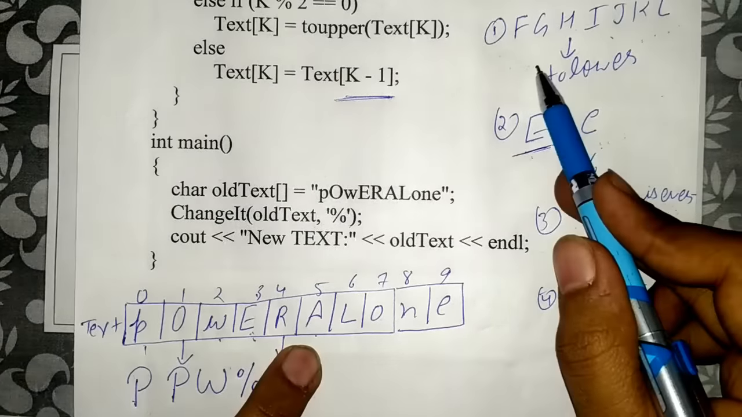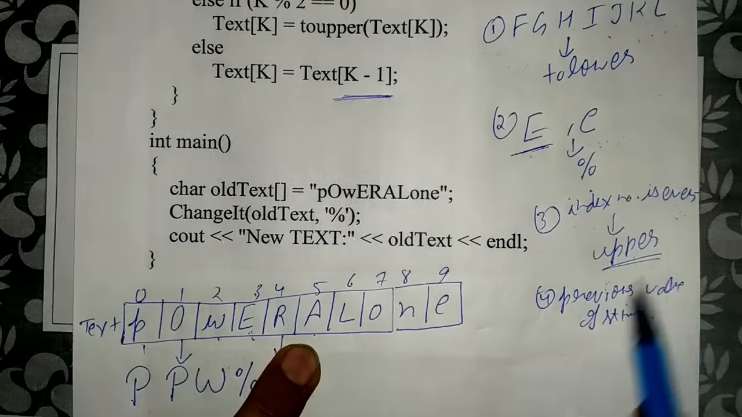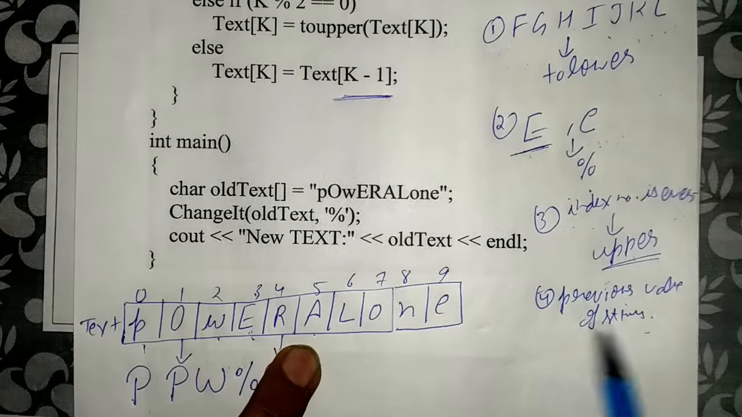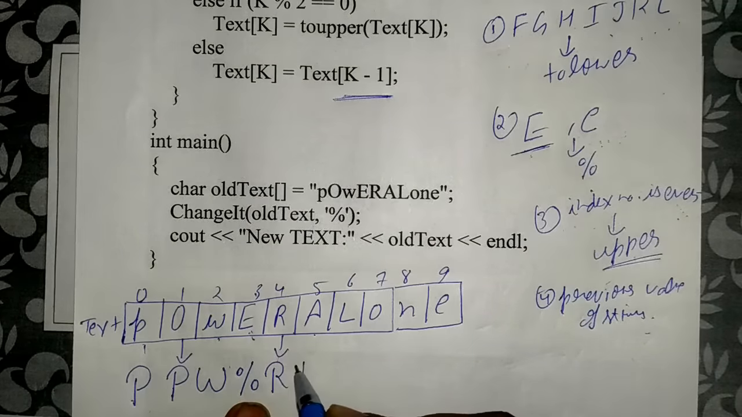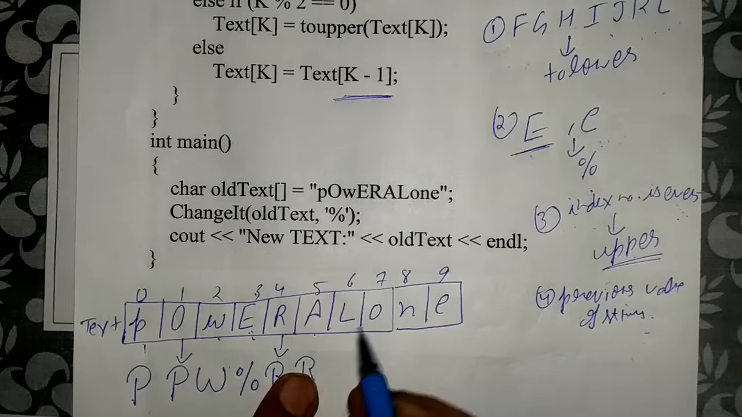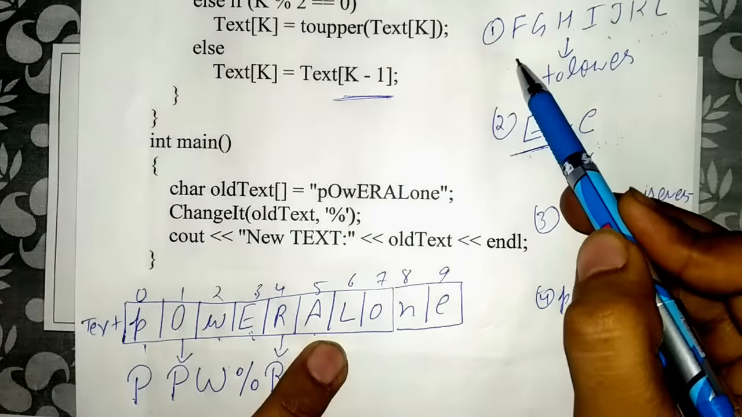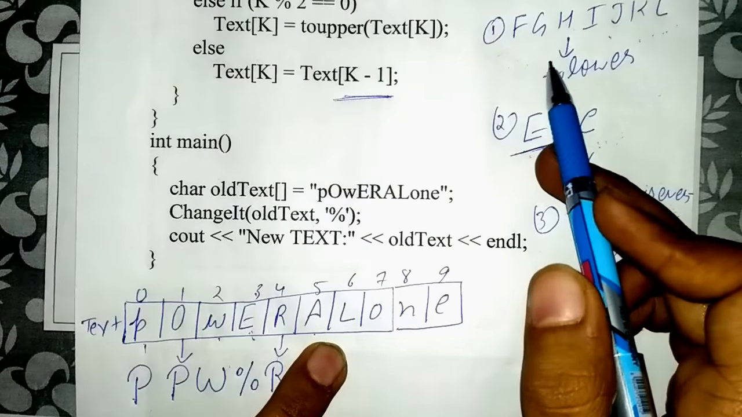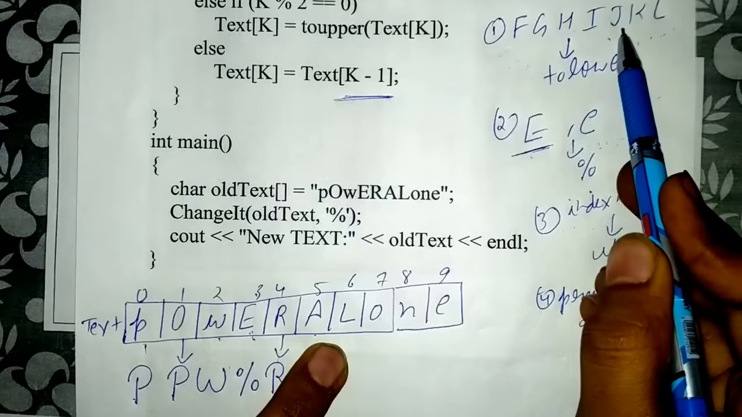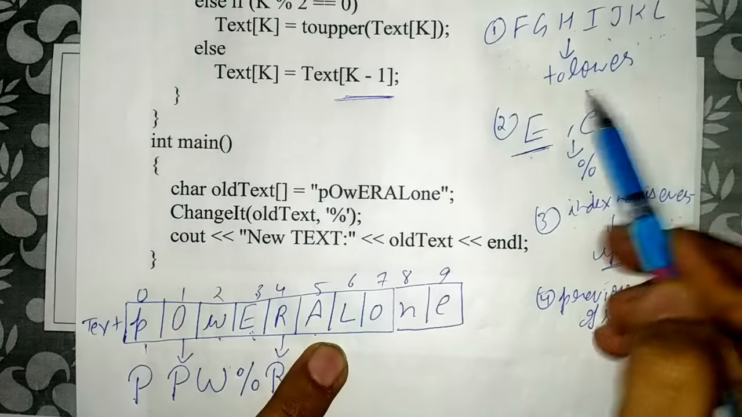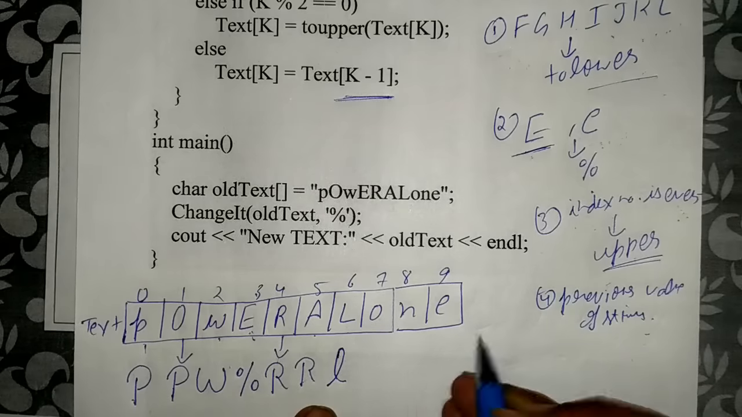A, not in the first condition, not even in the second condition, index number is not even, that means we have to put the previous value of string as its value, that means the value same as r. Next, L, lies in the first condition, because first condition is saying that if the value is f, g, h, i, j, k or l, then we have to convert it into lowercase, that means it will be lower l.